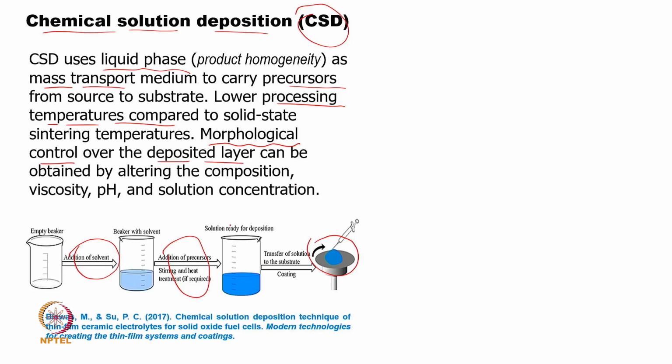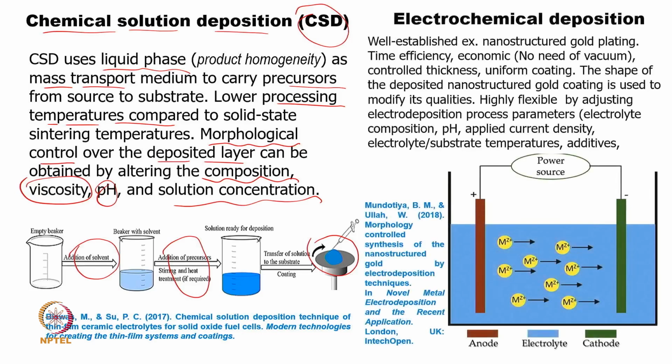Another thing is that when you are making a solution, you have control on the pH value and on the viscosity of the solution. Not only that, we have control on the composition of the liquid or solution, and even the concentration of the solution. So, this also provides good flexibility to us. We can keep the same chemical composition, but by changing the solution concentration, we may get variability in the coating itself. So, we get good flexibility with CSD also.